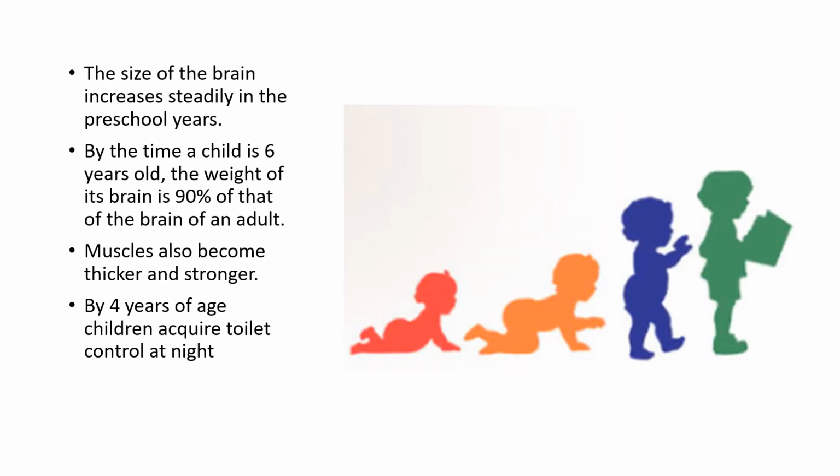Do you know that the size of the brain increases steadily in the preschool years? My dears, by the time a child is 6 years old, the weight of the child's brain is 90 percent of that of an adult's brain. So that period is very crucial. Not only has the weight increased, almost 90 percent of our cognitive processes, the registration of stimuli, everything happens at that age.